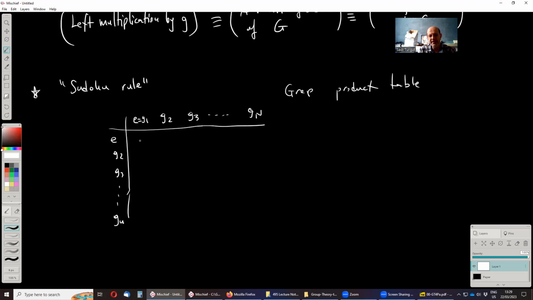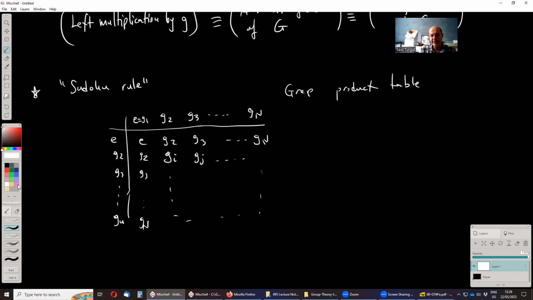Gn here. And in here, you just write down the result of these products. So the first row is basically the identity multiplied with the group elements, and the first column is too. G2 multiplied with G2, something, right? Let's just call this Gi, and that's Gj, and so on. We have this kind of table here.